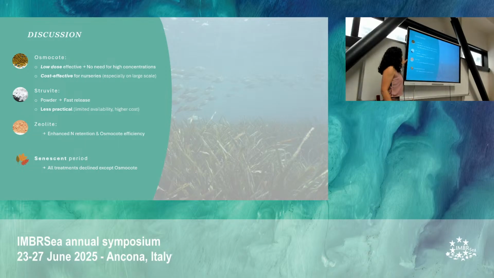Zeolite seems to have some benefits. It seems to enhance the nitrogen retention in the soil, and it also seems to enhance the osmocote efficiency with the treatment osmocote zeolite. It's also worth mentioning that all plants were going into the senescent period of the year, so we saw a decline across all treatments except for the osmocote ones, which still were able to stimulate growth even though there was a senescent period.